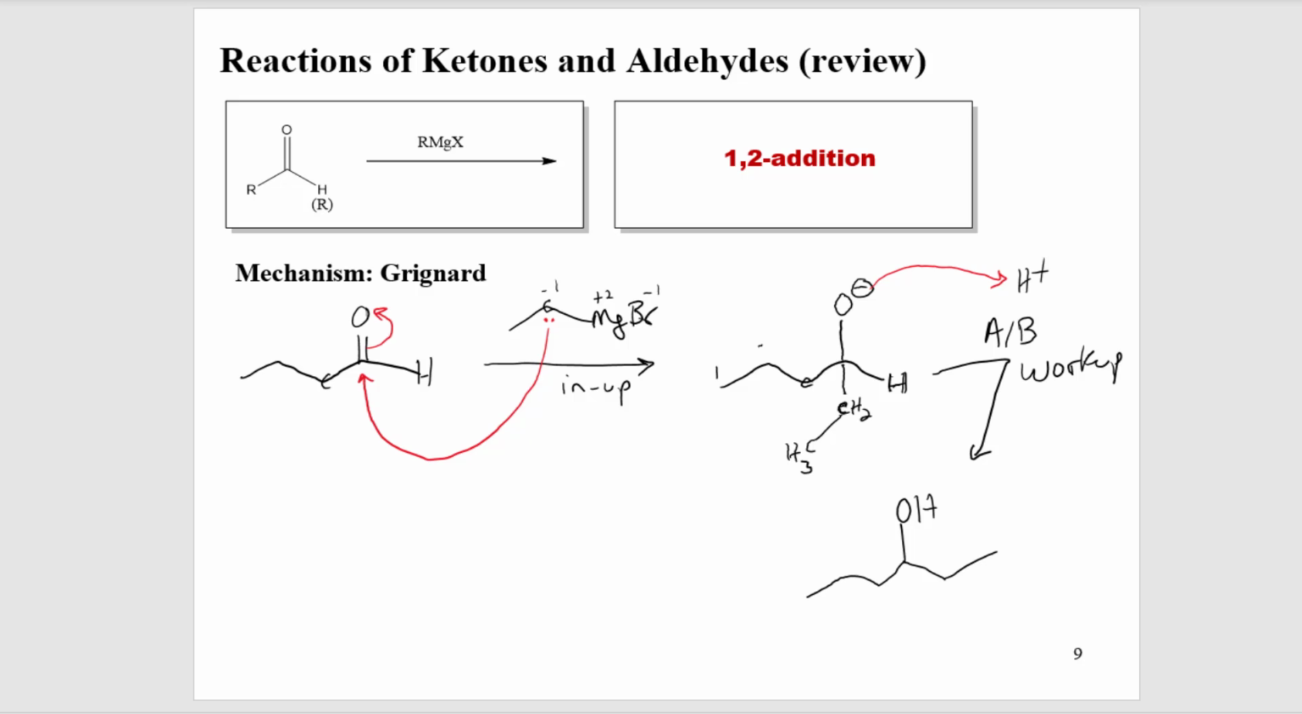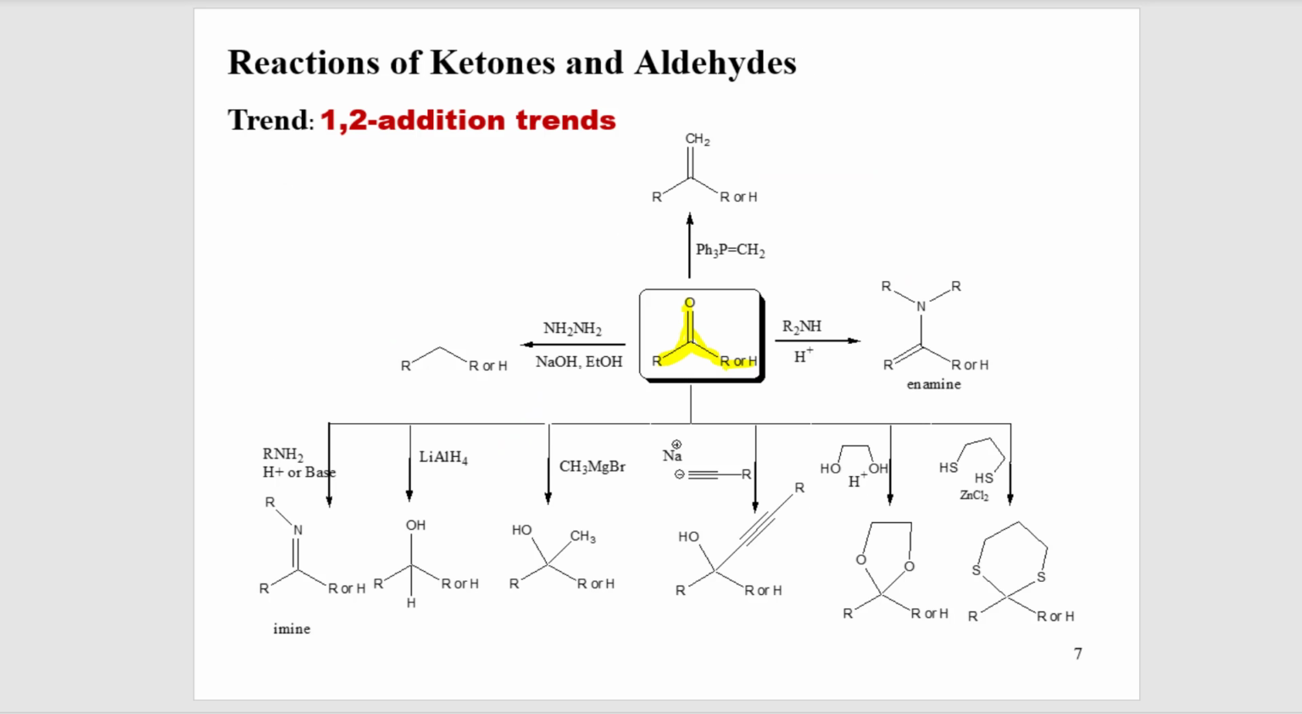Let's number 1, 2, 3, 4, 5, 6. The alcohol is at 4, and I don't have to draw the hydrogen on carbon 4. So this is my final product. We have now just covered a Grignard. We've seen those before, and we can do that on ketones or aldehydes. They work the same exact way.